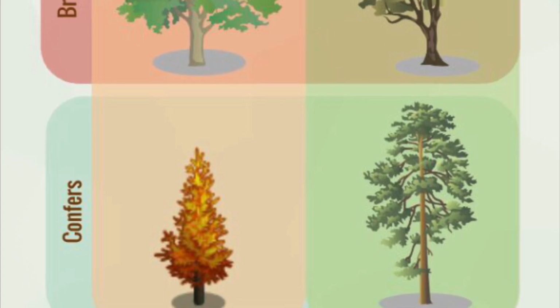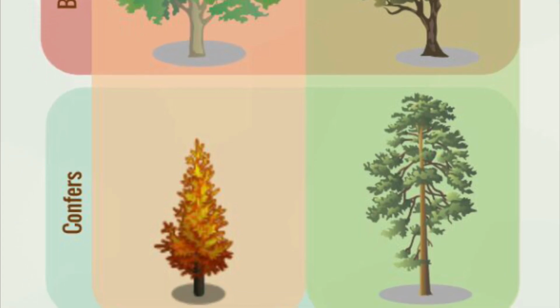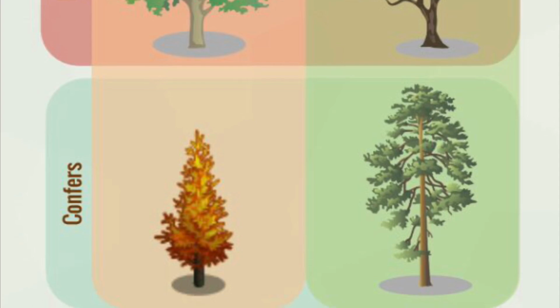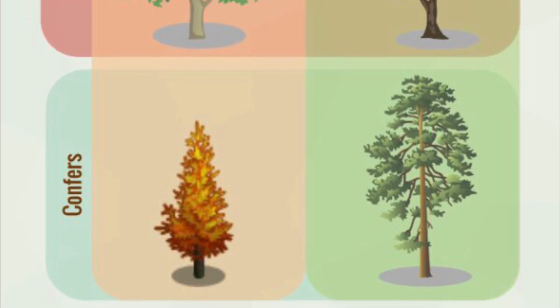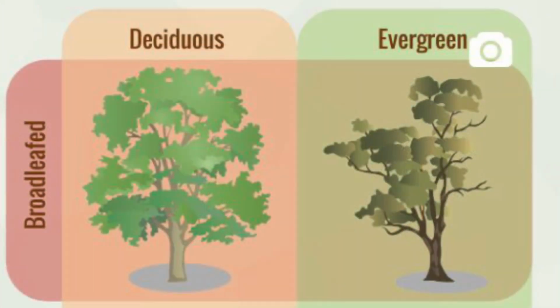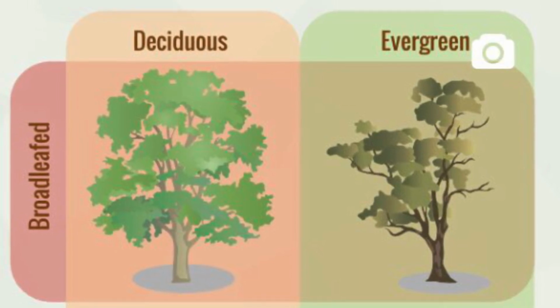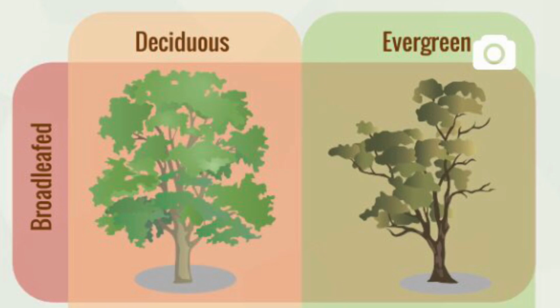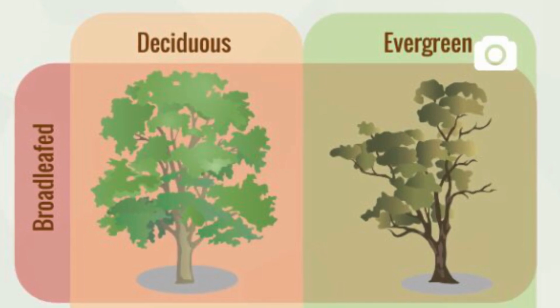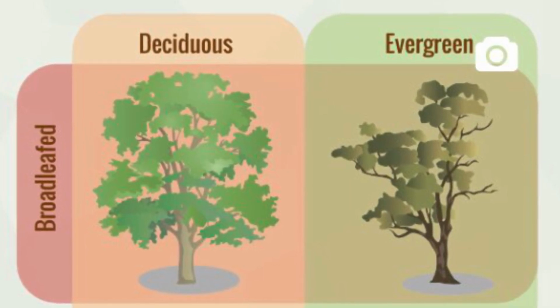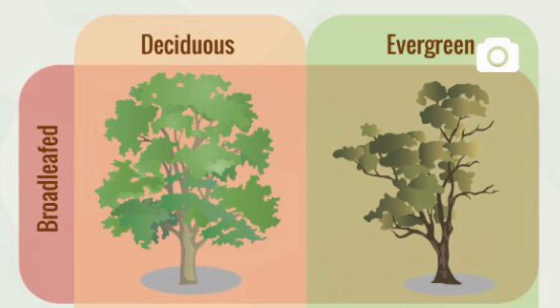So if we put these two categories together, we look at this image and we come up with 4 different categories. In the upper left-hand corner, we can look at trees that are both deciduous and broadleaved. And in this category, we find maple trees, sycamore trees, and most oak trees.